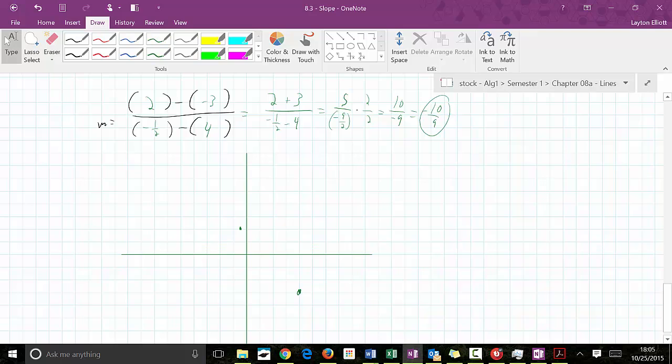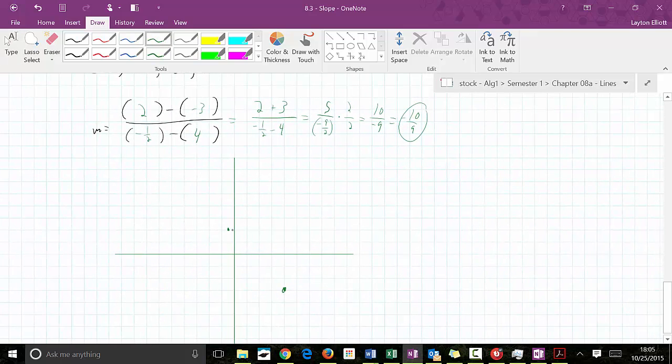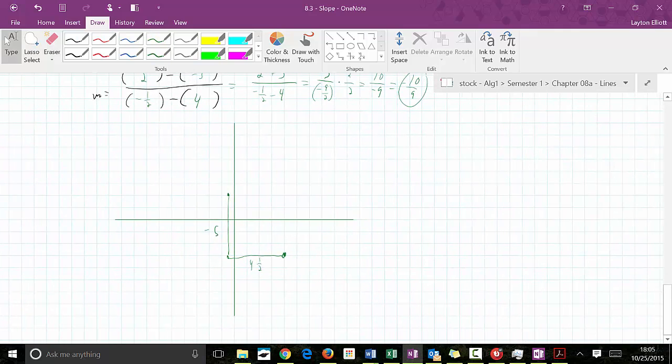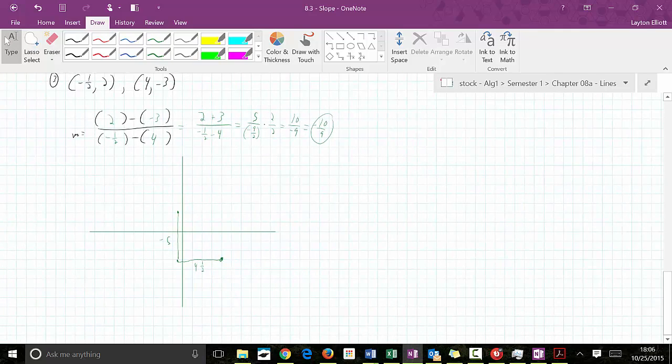Now, it doesn't look like I can very easily check that this is down 10, right 9, but this is actually 1, 2, 3, 4, 5. This is down 5 and right 4.5. It should make sense that if I go down 5 and then right 4.5, and this is down 5, that if I doubled that, I would get down 10 and right 9. And that's the same ratio as before. So I'm okay. That matches.